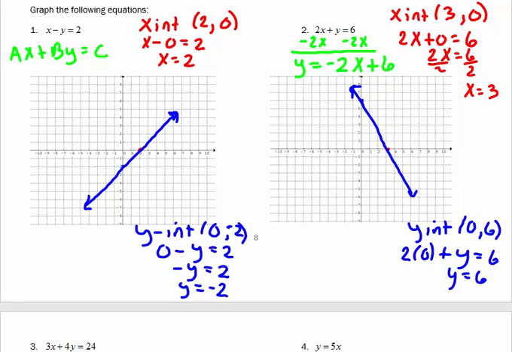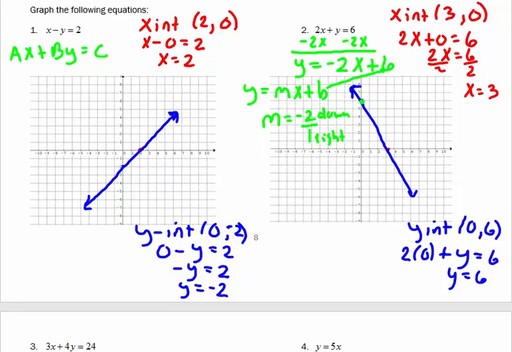If you like this method, just know how to use the slope and the y-intercept. This is in the form of y equals mx plus b. B is the y-intercept, so there's my 6. Now my slope is negative 2, and it's really negative 2 over 1. The negative 2 tells me to go down 2, and the 1 tells me to go to the right 1.